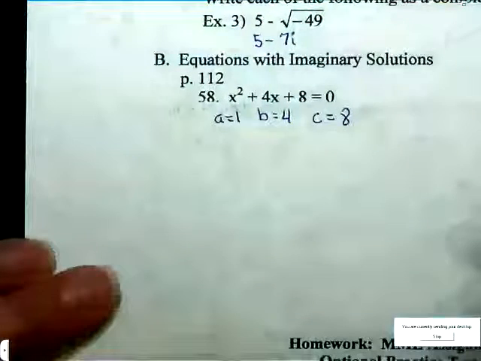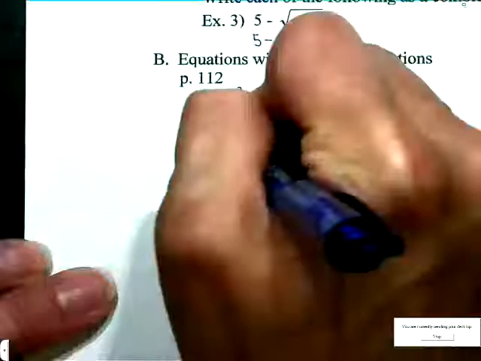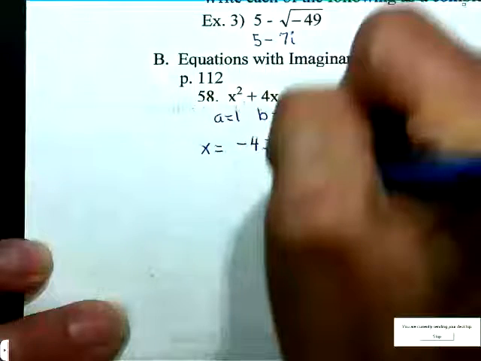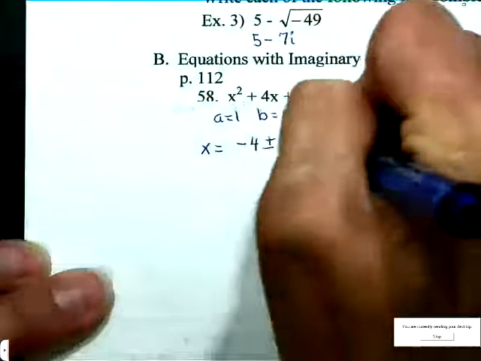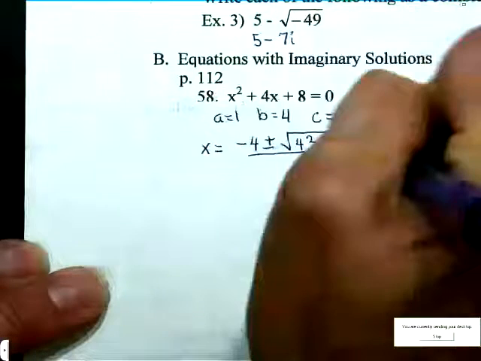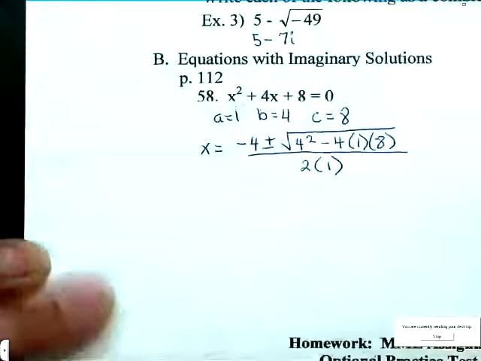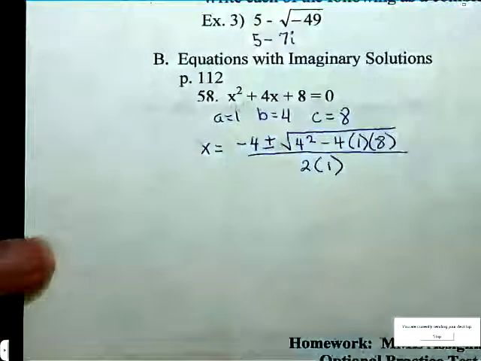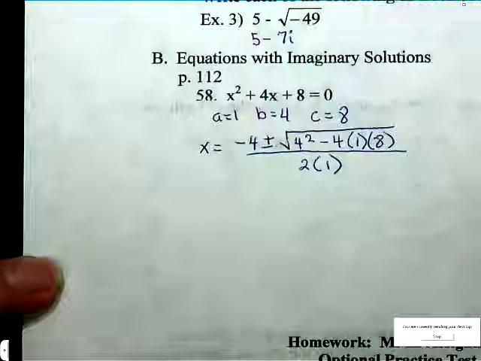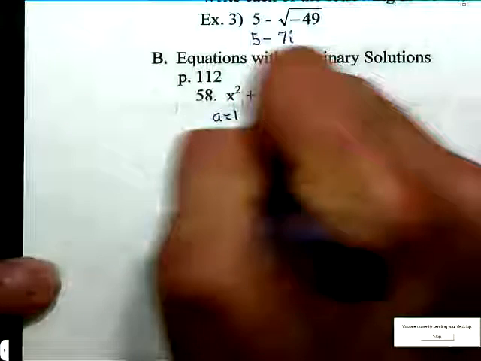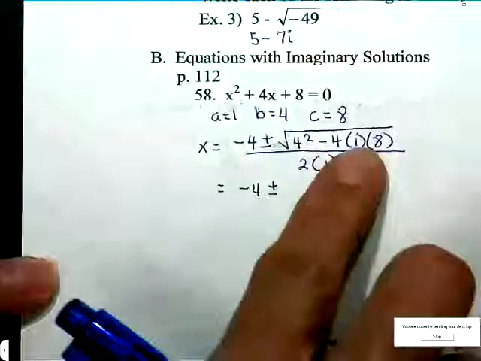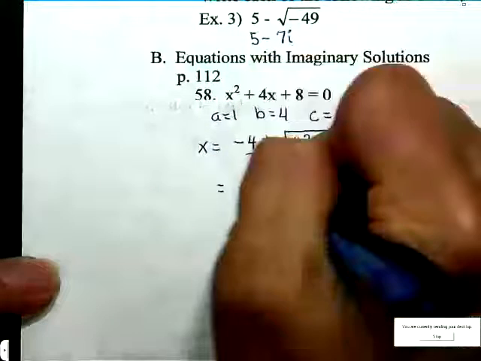In the quadratic formula, that would give me -4 plus or minus the square root of 4 squared minus 4 times 1 times 8, all divided by 2 times 1. Under the radical, look up just a second. Under the radical, that's just 16 minus 32. So to save time, I'm going to go ahead and say it's -16.